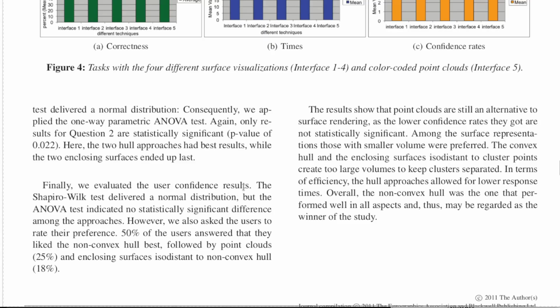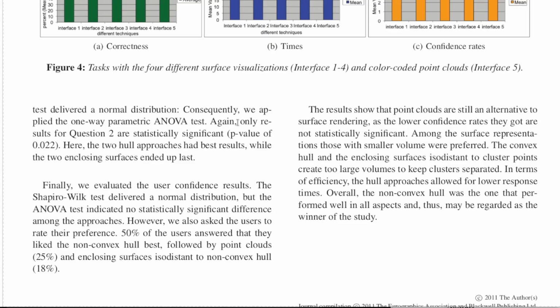However, we also asked the users to rate their preference. 50% of the users answered that they liked the non-convex hull best, followed by point clouds, 25%, and enclosing surfaces isodistant to non-convex hull, 18%. The results show that point clouds are still an alternative to surface rendering, as the lower confidence rates they got are not statistically significant. Among the surface representations, those with smaller volume were preferred.